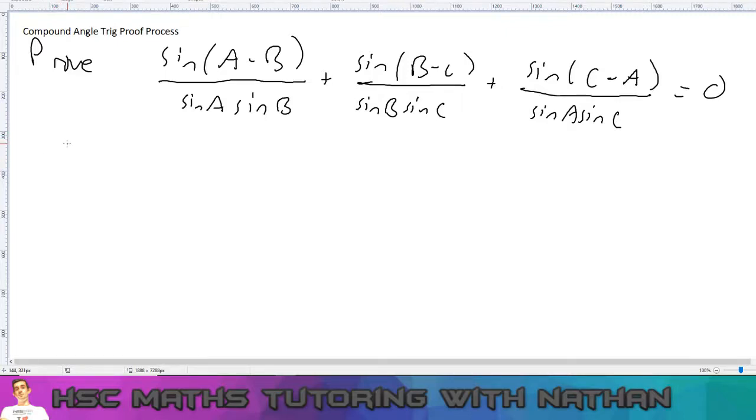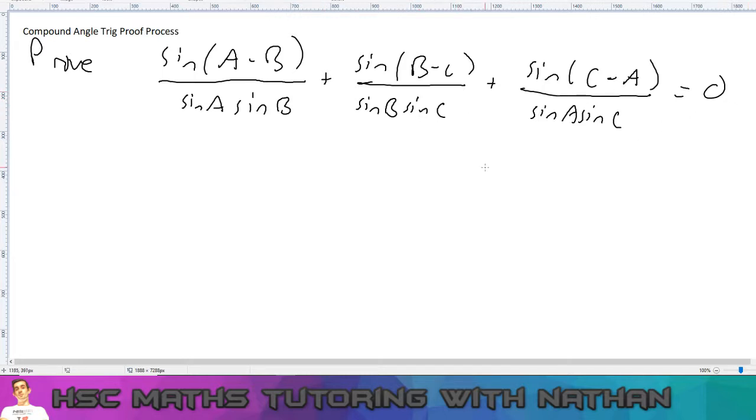Today I'm going to show you how to do trig proofs. I'm going to start with this 3-unit compound angle proof. I'm going to show you the process that I've created that will work for basically 95% of trig proofs. So we're going to prove this massive formula equals 0.